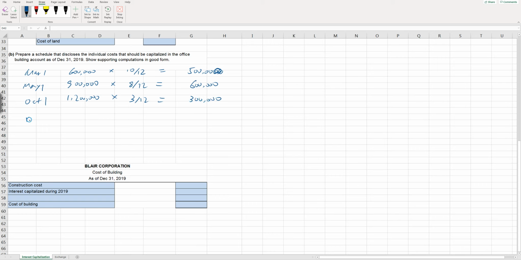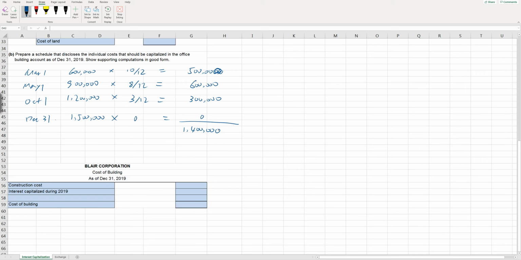And finally, December 31st, we spend $1.5 million. We know the avoidable interest, the capitalization period is almost zero because we incur almost zero interest on the last expenditure. All right, so we can calculate the total weighted average expenditures for this construction, and we get $1.4 million.